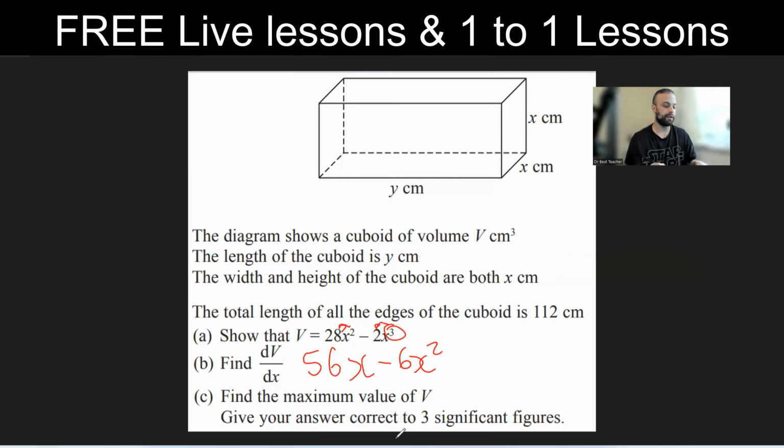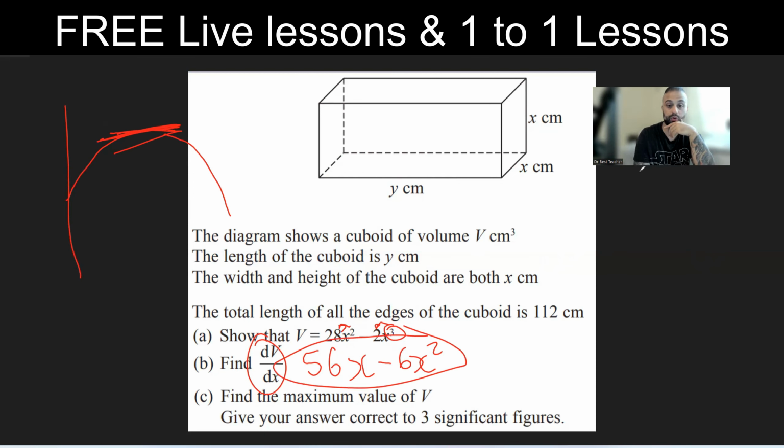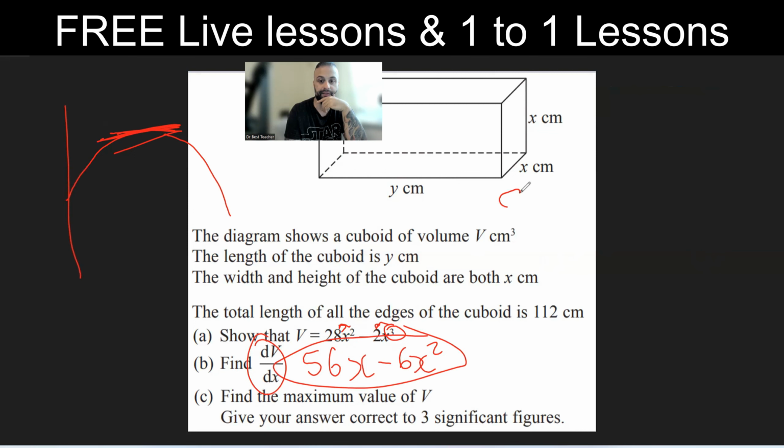Now, the maximum value happens when dV by dx is either at the max or at the minimum. We're going to ignore the minimum and focus on the max. But either way, when the max value does happen, the gradient has to be 0. It has to be 0. So we're looking for when all of this is equal to 0. So I'm going to write 56x minus 6x squared equals 0.